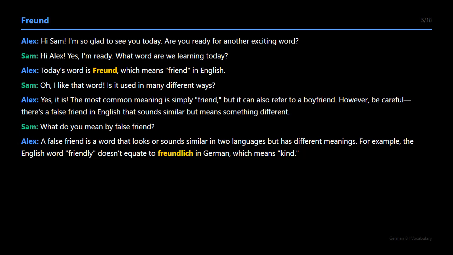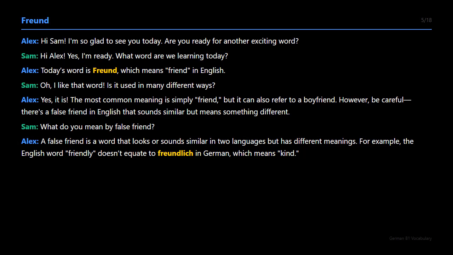What do you mean by false friend? A false friend is a word that looks or sounds similar in two languages but has different meanings. For example, the English word friendly doesn't equate to Freundlich in German, which means kind.